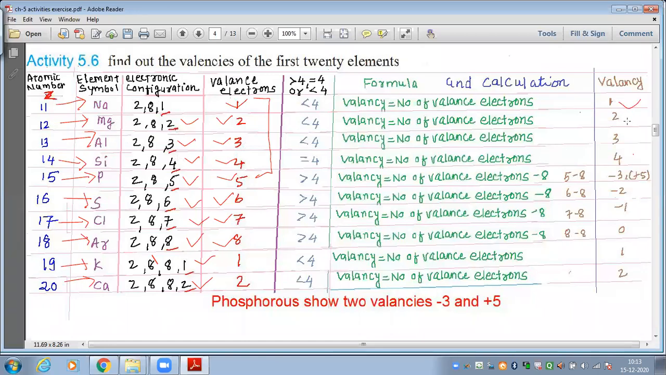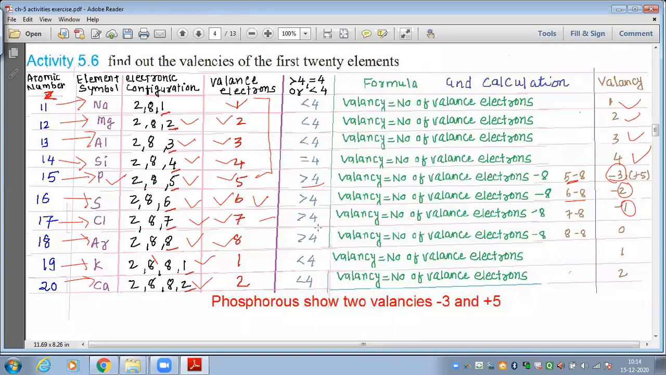You can see here 1, 2, 3, 4 for sodium, magnesium, aluminum, and silicon. Now, my dear students, phosphorus has 5 valence electrons, which is more than 4. So the valency is equal to 5 minus 8, and that is why the valency is 3. When it comes to sulfur, the total valence electrons are 6. So 6 minus 8, it is 2. When it comes to chlorine, the valency is 1.